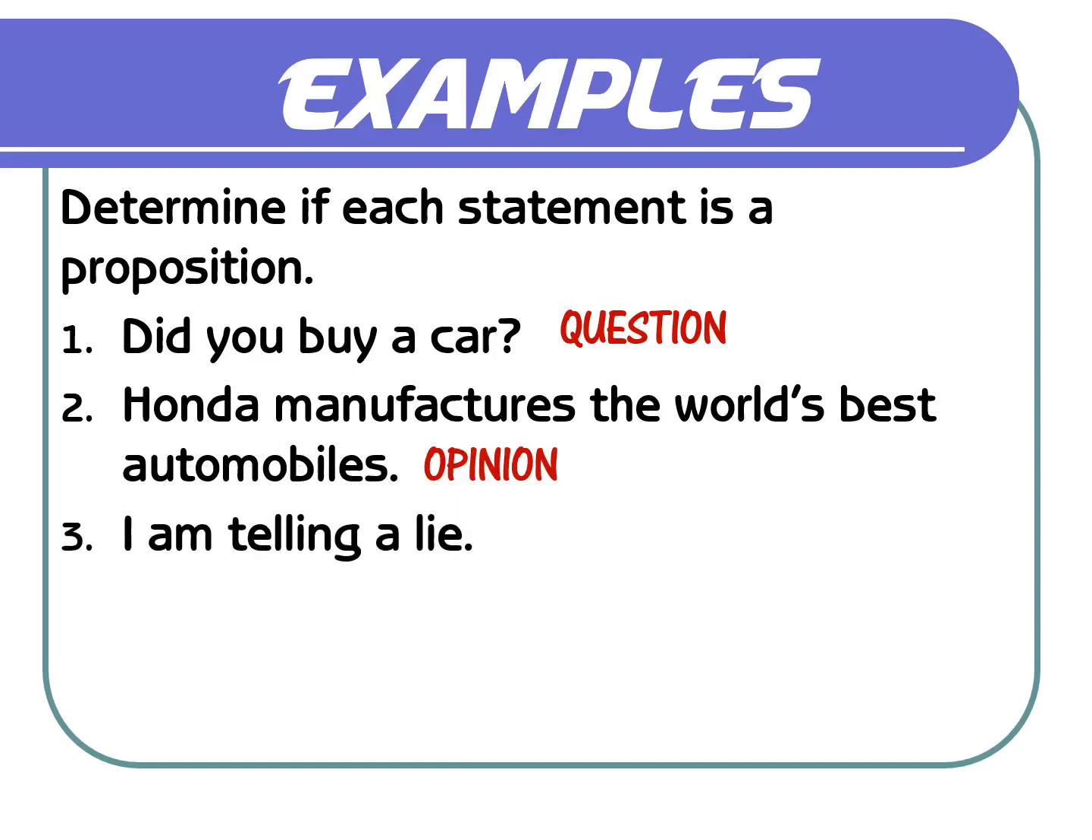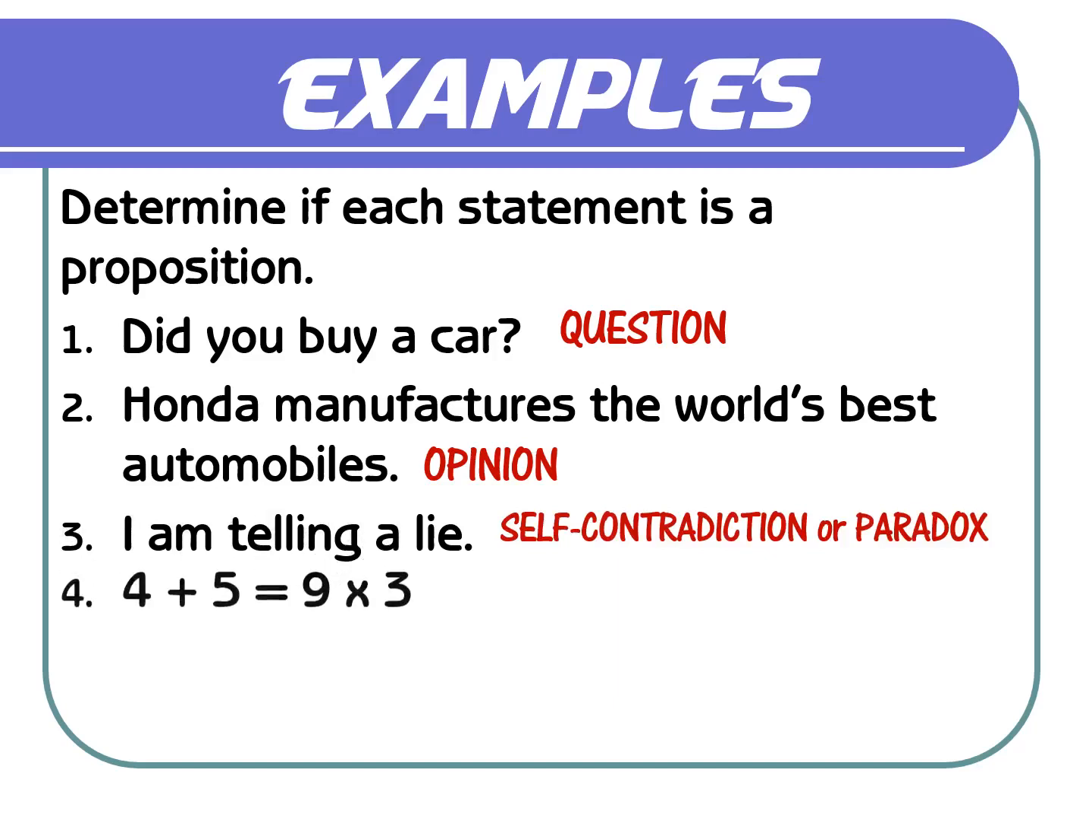Number 3, I am telling a lie. For this one, again, we cannot determine in general the truth value. Only I can determine the truthfulness or the falsity of this statement. So this one is called a self-contradiction or a paradox. And for number 4, 4 plus 5 is equal to 9 times 3. This one is a mathematical sentence. The truth value of this is false. Therefore, it is a proposition.